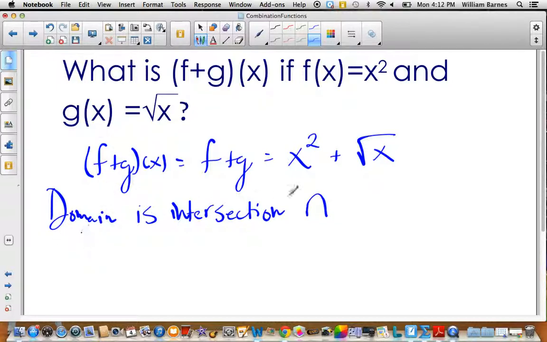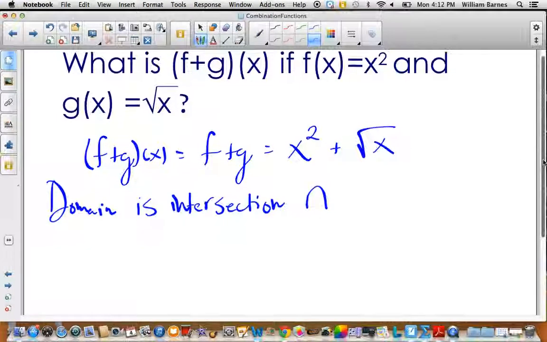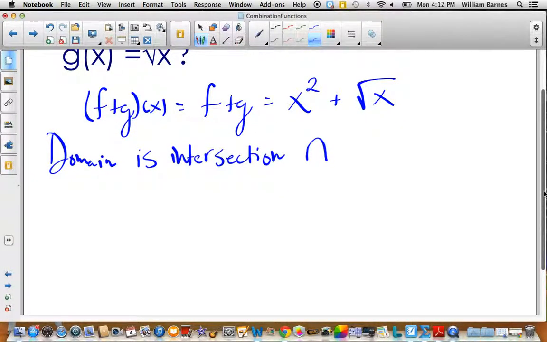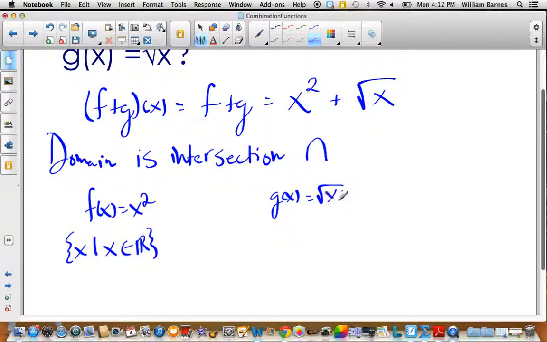In order to examine the domain of f plus g of x, we need to look at f of x and g of x separately. So let's look at f of x. f of x is just x squared, so that's a base quadratic, which has the domain x belongs to all real numbers. x can be anything, there's no restrictions on it whatsoever, just like all quadratics. g of x, of course, is a square root function, so your base square root function. Now we all know that we can't take the square root of a negative, so what's underneath the root sign has to be 0 or greater than 0. So x can be 0 or positive.